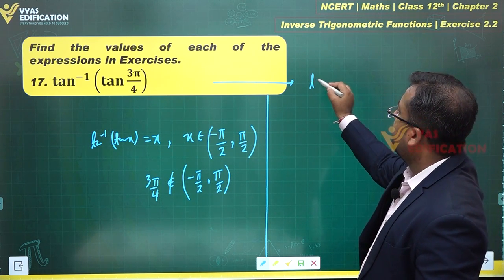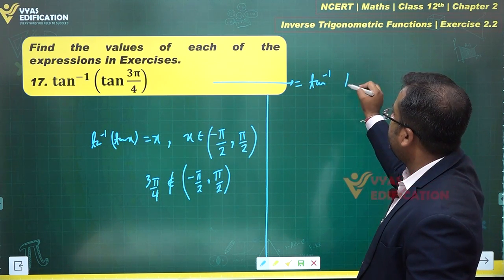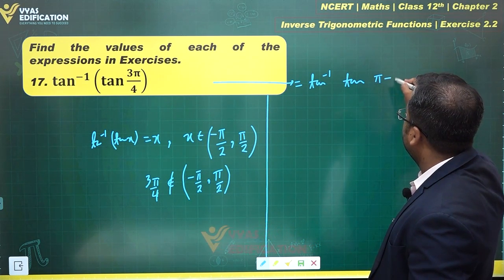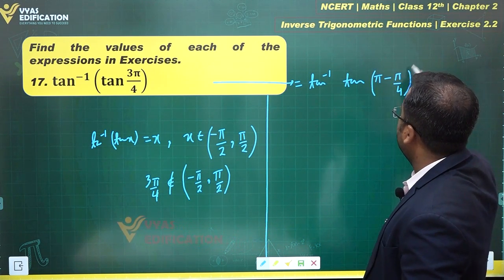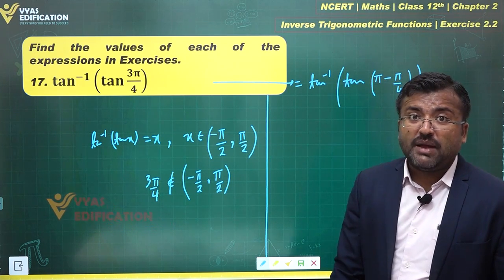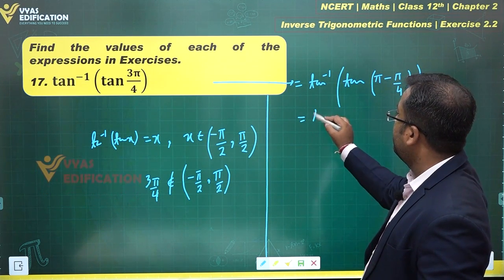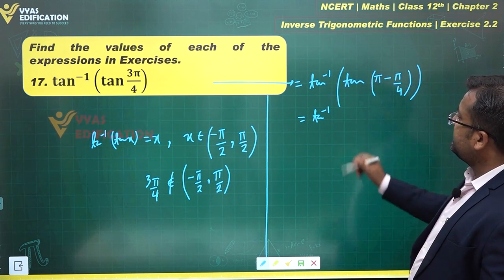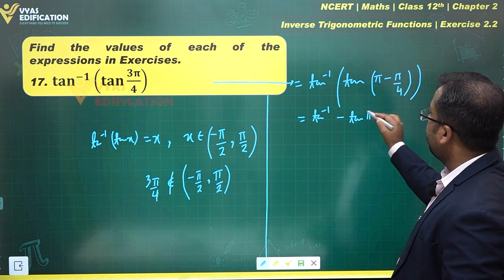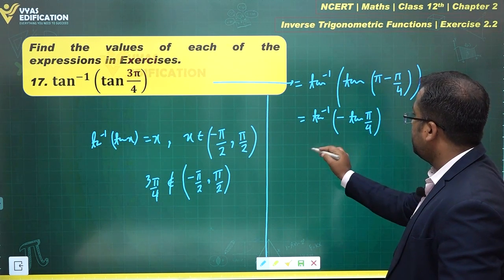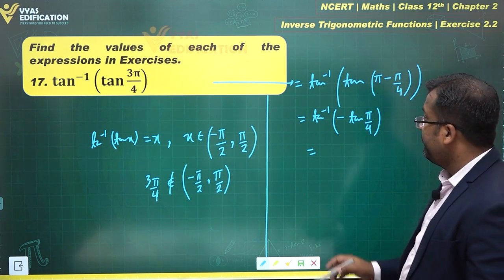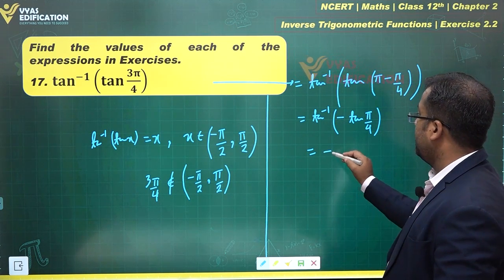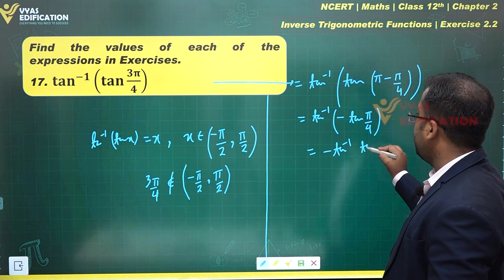This is equal to tan inverse of tan 3 pi by 4, which is actually pi minus pi by 4. And tan of pi minus theta is equal to what? Tan of pi minus theta is minus tan theta. Pretty interesting. This becomes minus tan pi by 4. So minus tan inverse of minus x, that is minus tan inverse x. This becomes minus tan inverse tan pi by 4.